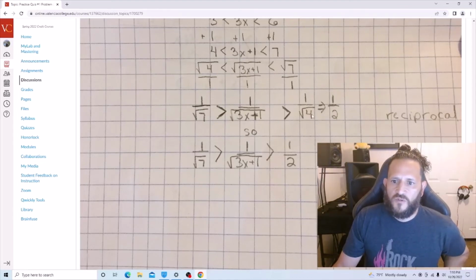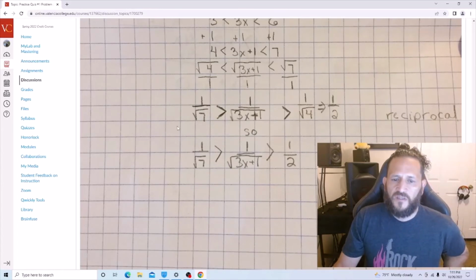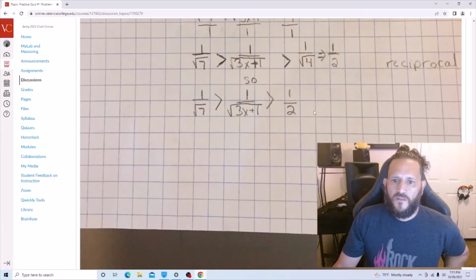The square root of 4 is 2. Okay, so there's your 2. Bring over the 1, that's a half. Alright, then you have the 1 over the square root of 3x plus 1, and then you have 1 over the square root of 7, which you can't simplify. So therefore, there it is.